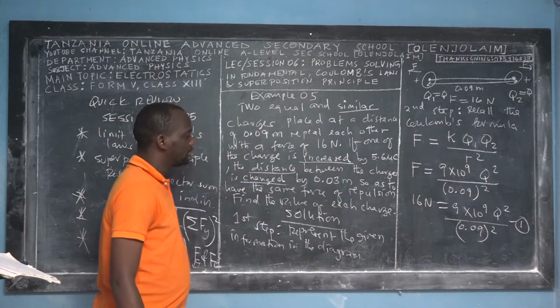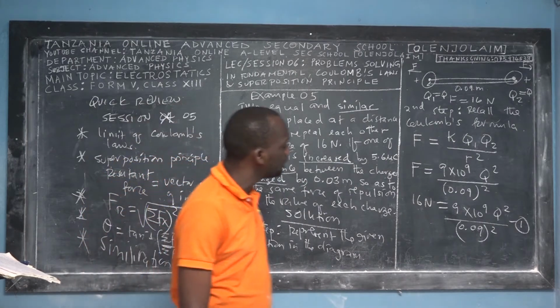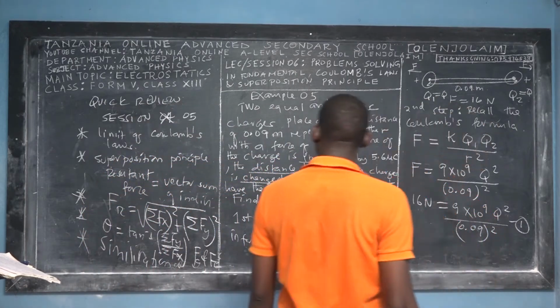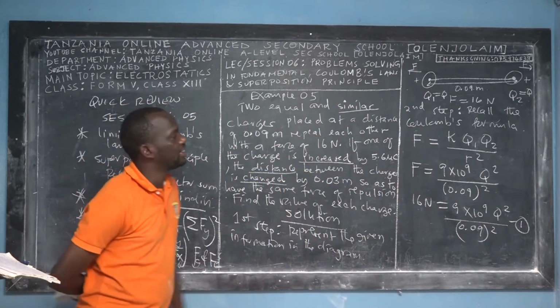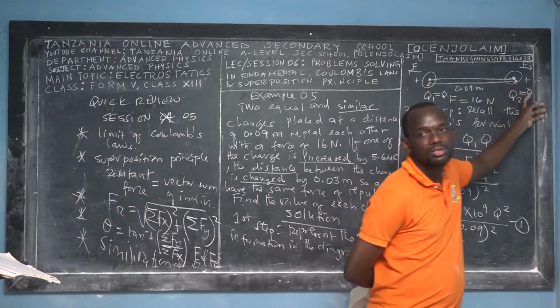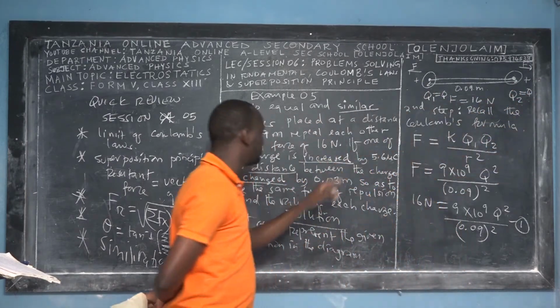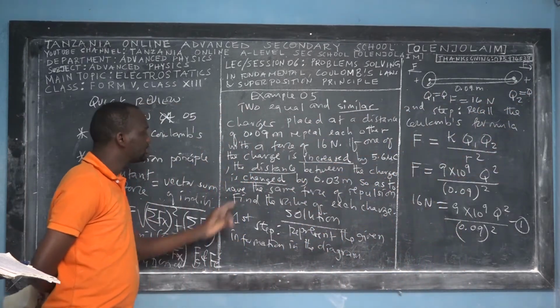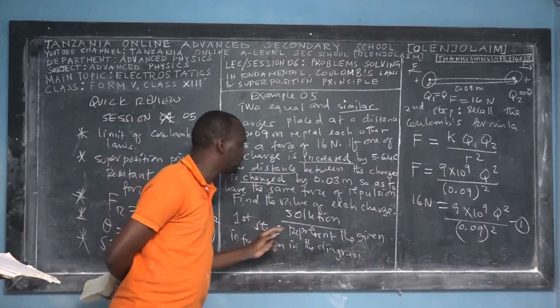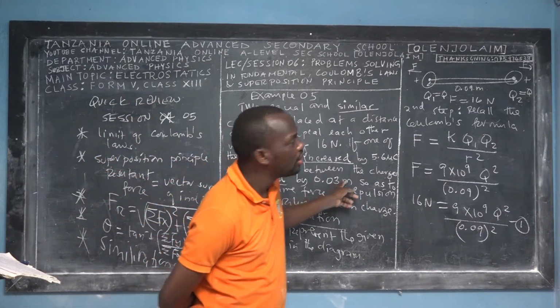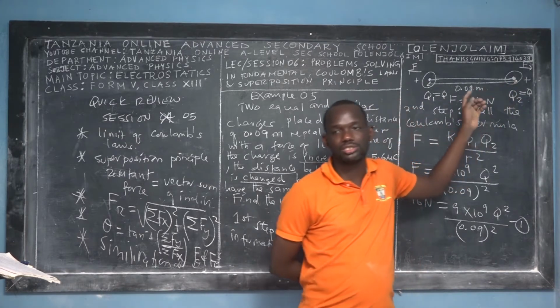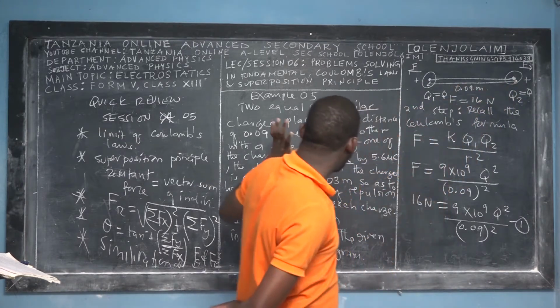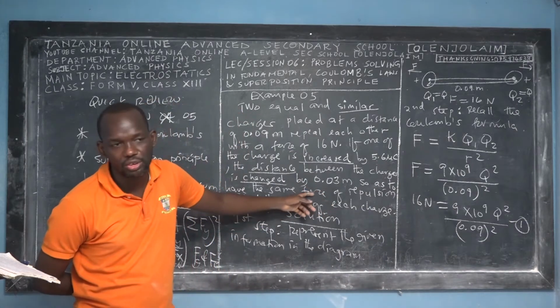Right? That is the first destination I expected my students to reach. Then we come back. If one of the charges, either this Q1 or Q2, is increased by 5.6 microcoulomb, the distance between the charges is changed by 0.03 meter. So we change one of the charges, and then we change the distance between the two charges. Changed by means it has been increased by 0.03 meter.